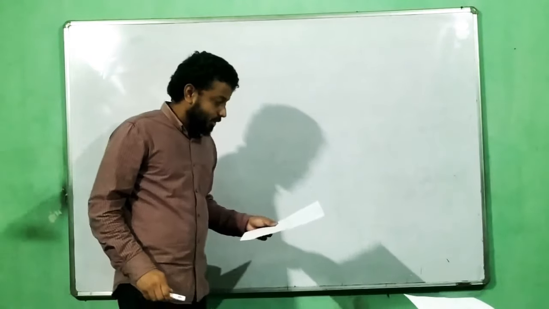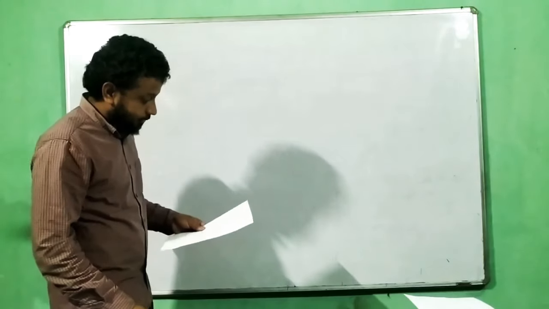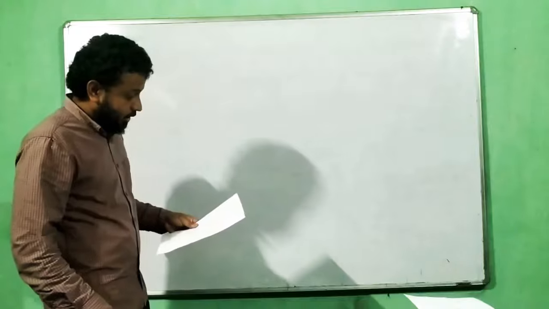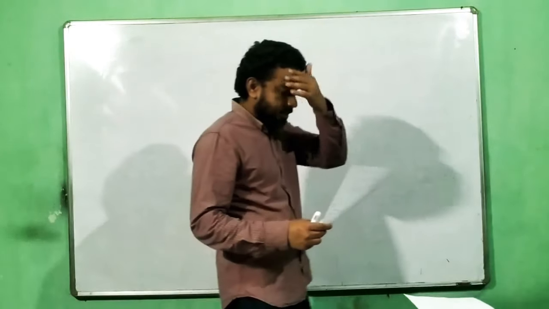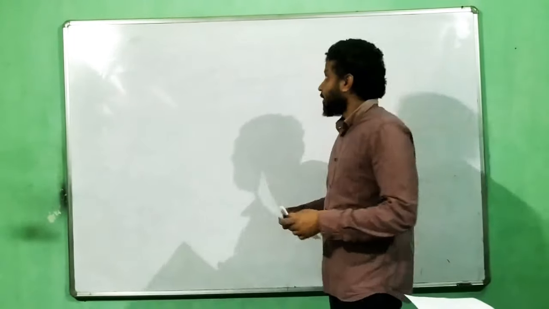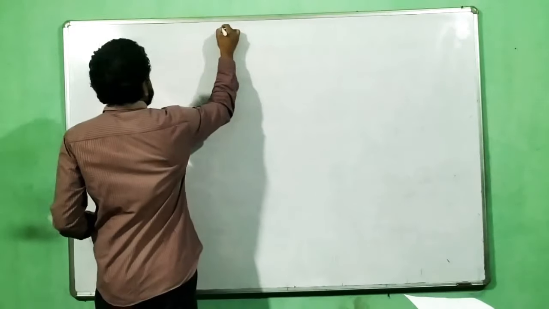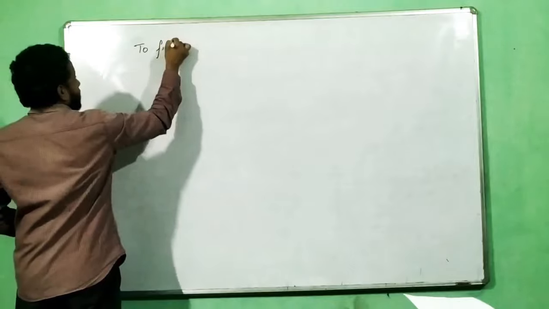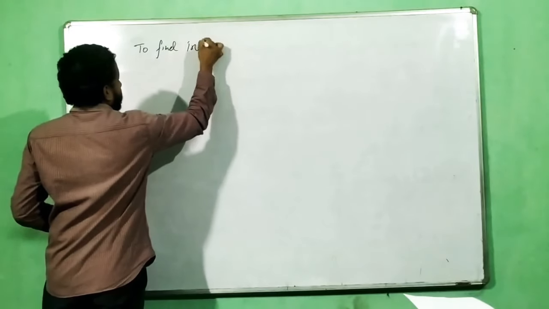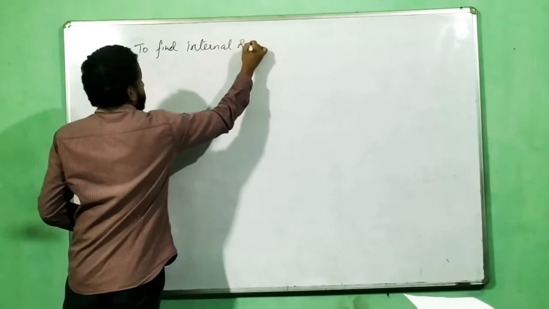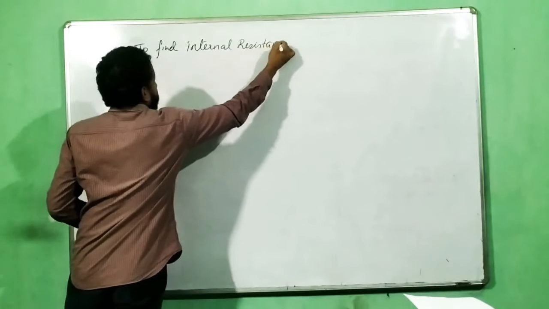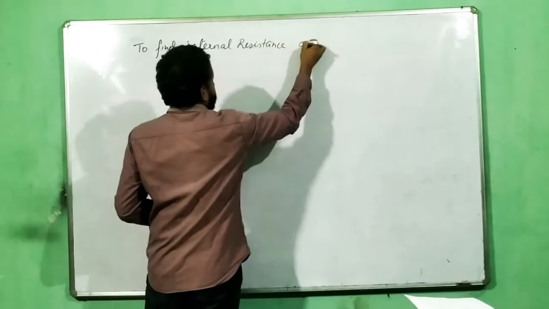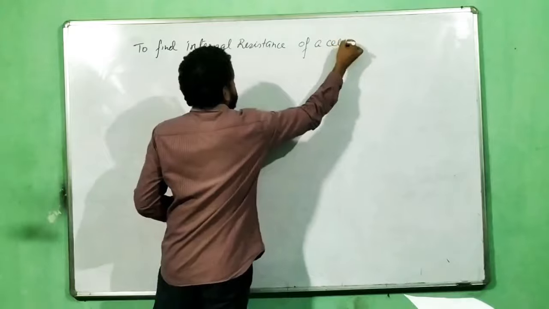So today we are going to see the other part of the potentiometer, and that is to find the internal resistance of a cell. Now how do we do that? So to find internal resistance of a cell.